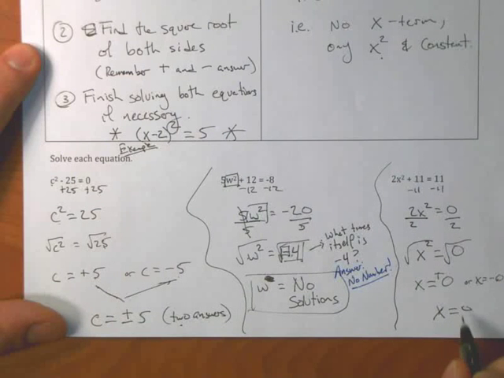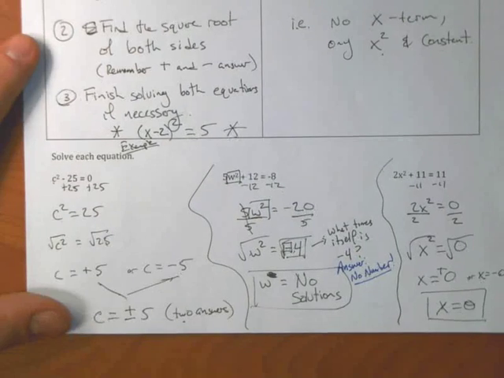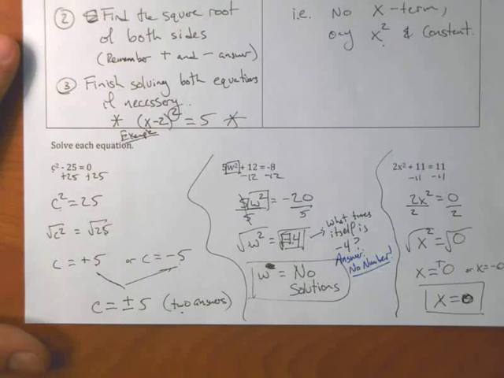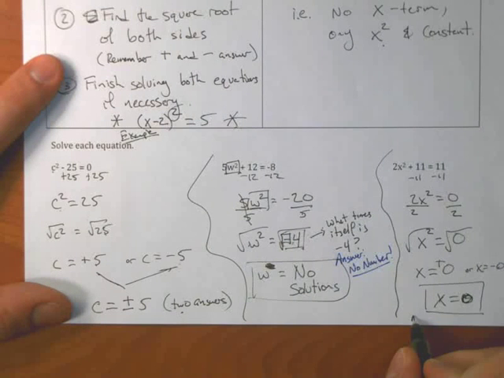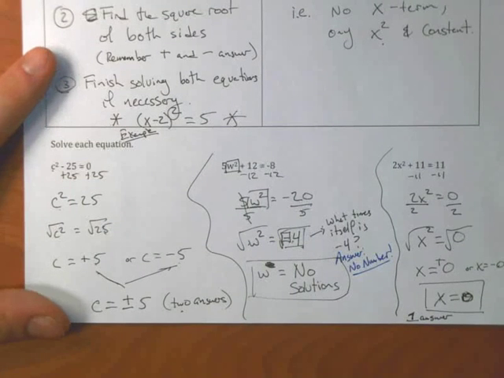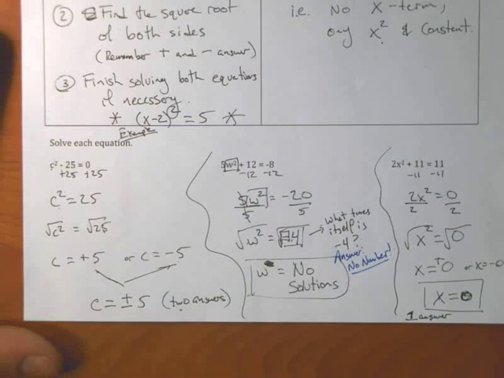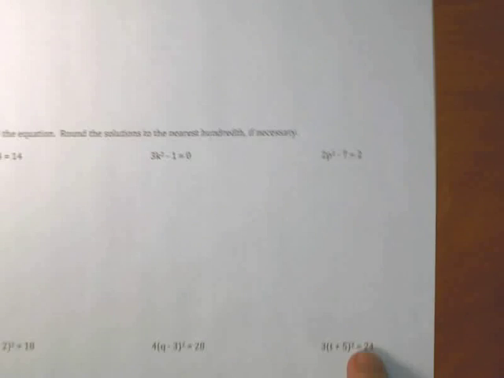You could think of this as positive 0 or negative 0, but this doesn't make sense. Positive and negative 0 are the same. So this is a case where there's one solution. So we had no solutions, one solution, and two solutions in this case of our quadratics. Okay, let's look at some more examples, and those will be on the back side.